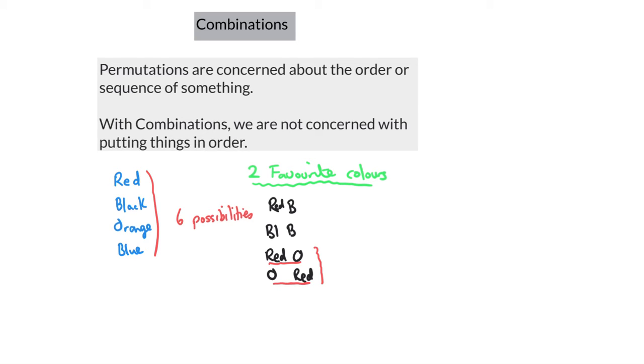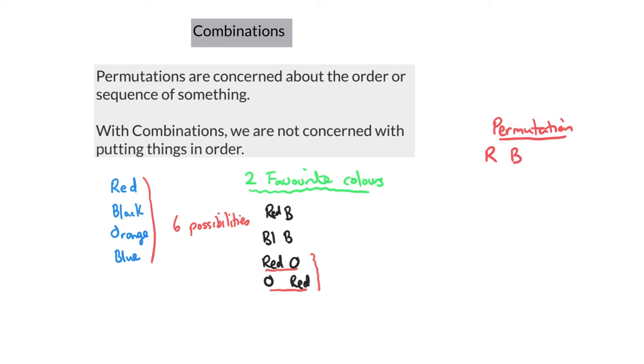Now go back to putting things in order. So with a permutation, if we were to look at how many ways we could put different colors, or rearrange the letters, let's just say we're choosing two colors. We know it's 4P2, which is 4 factorial over 2 factorial, which is actually 12 ways. So there's 12 ways of putting these things in order, and red, blue, RB is different from BR. 12 altogether. But when we're just choosing two colors, there's only six possibilities.